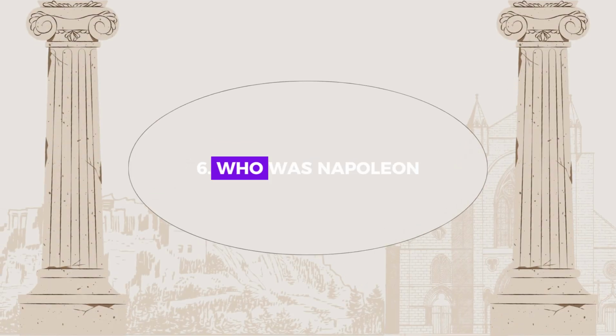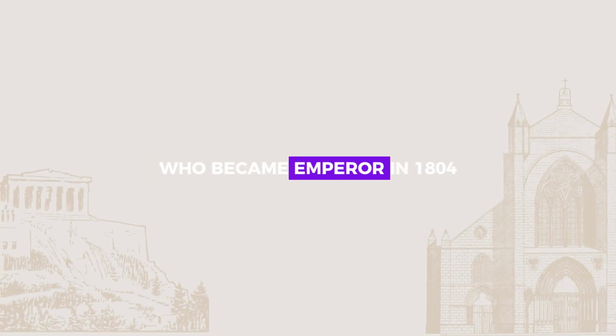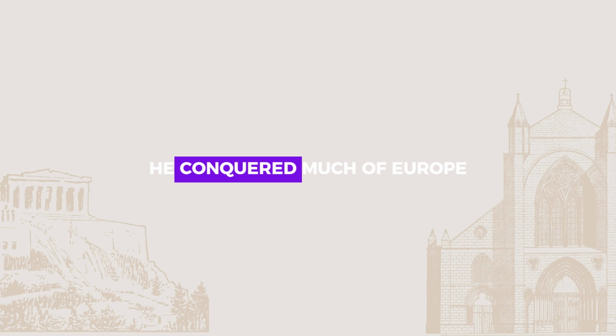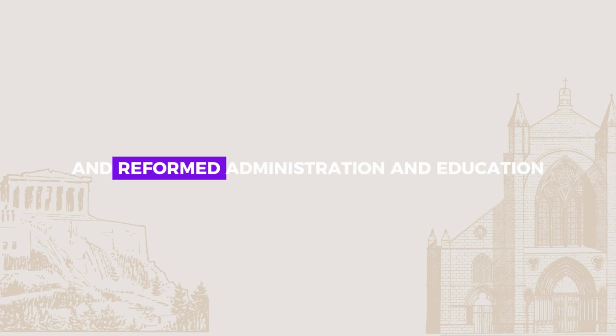6. Who was Napoleon? Napoleon was a French military leader who became emperor in 1804. He conquered much of Europe, introduced modern laws, the Napoleonic Code, and reformed administration and education. He was defeated in 1815 at Waterloo and exiled to the island of St. Helena.